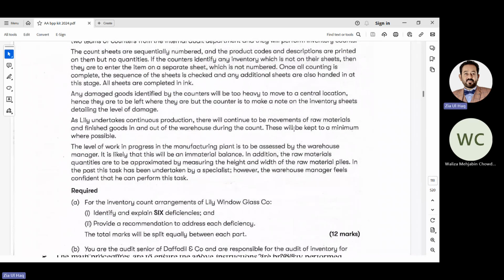Requirement A for 12 very good marks. For the inventory count arrangement of Lily Window Glass Company, identify and explain 6 deficiencies where those instructions were not followed, and you need to explain why, what could be the problem for the company. And provide a recommendation to address each deficiency. This means we can make 2 columns, one for the deficiency and one for the recommendation. Total marks are split equally between each part, 6 for deficiencies and 6 for recommendations.